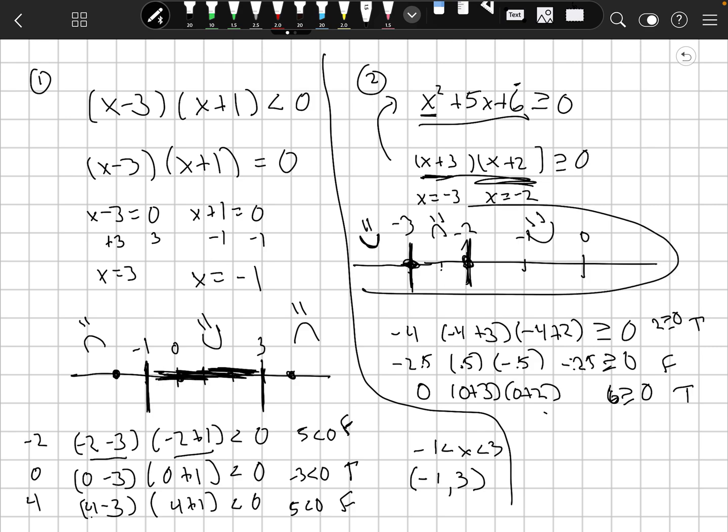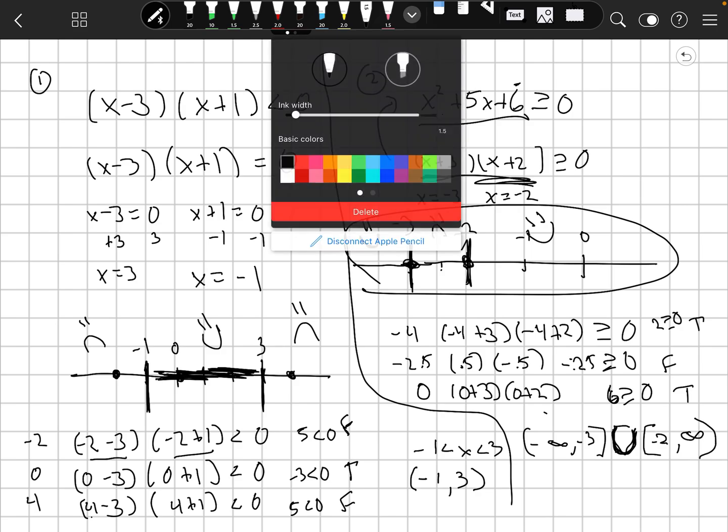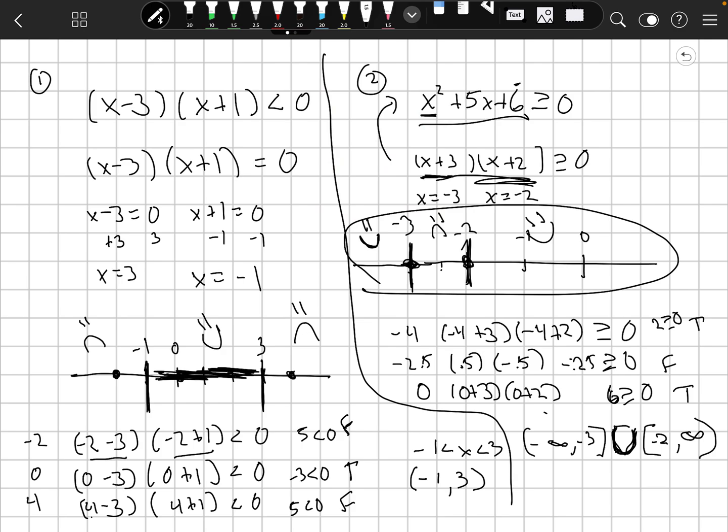So based on this, we're going to write our solutions. We're going to say negative infinity all the way up to negative 3, including negative 3, is a possibility. And then we have to write the symbol U. That means union. So that's part of the answer. And then the other part of the answer is negative 2 to infinity, like that. Sorry, that's kind of sloppy there.